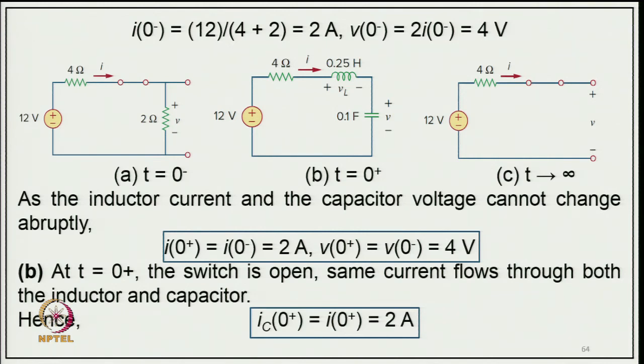And the current will be in the inductor. As the inductor current and the capacitor voltage cannot change abruptly, i(0+) will be equal to i(0 minus), equal to 2 ampere, and v(0+) equal to v(0 minus), equal to 4 volt. So, these are the two initial conditions of this circuit. Now at t equal to 0 plus the switch is open and the same current flows through both the inductor and capacitor, and hence we can say ic(0+) equal to i(0), and that is 2 ampere.